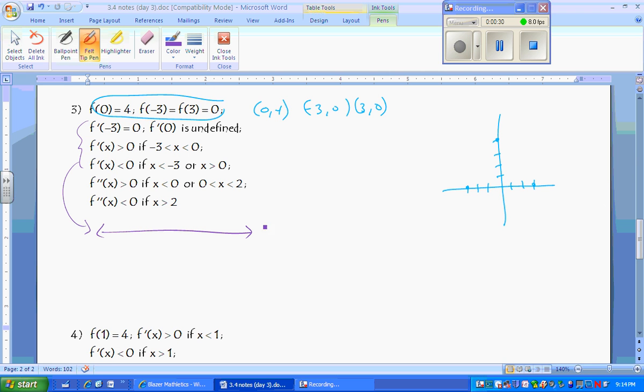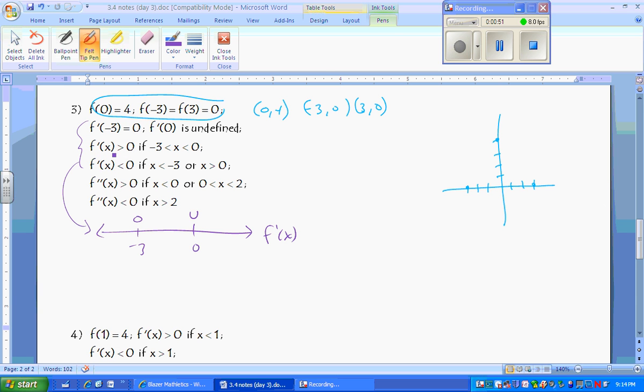So we're going to use the derivative information to put a number line here. When x is -3, the derivative is 0. When x is 0, the derivative is undefined. So that's significant. It's a little bit different from 0, and we'll talk about that in a minute.